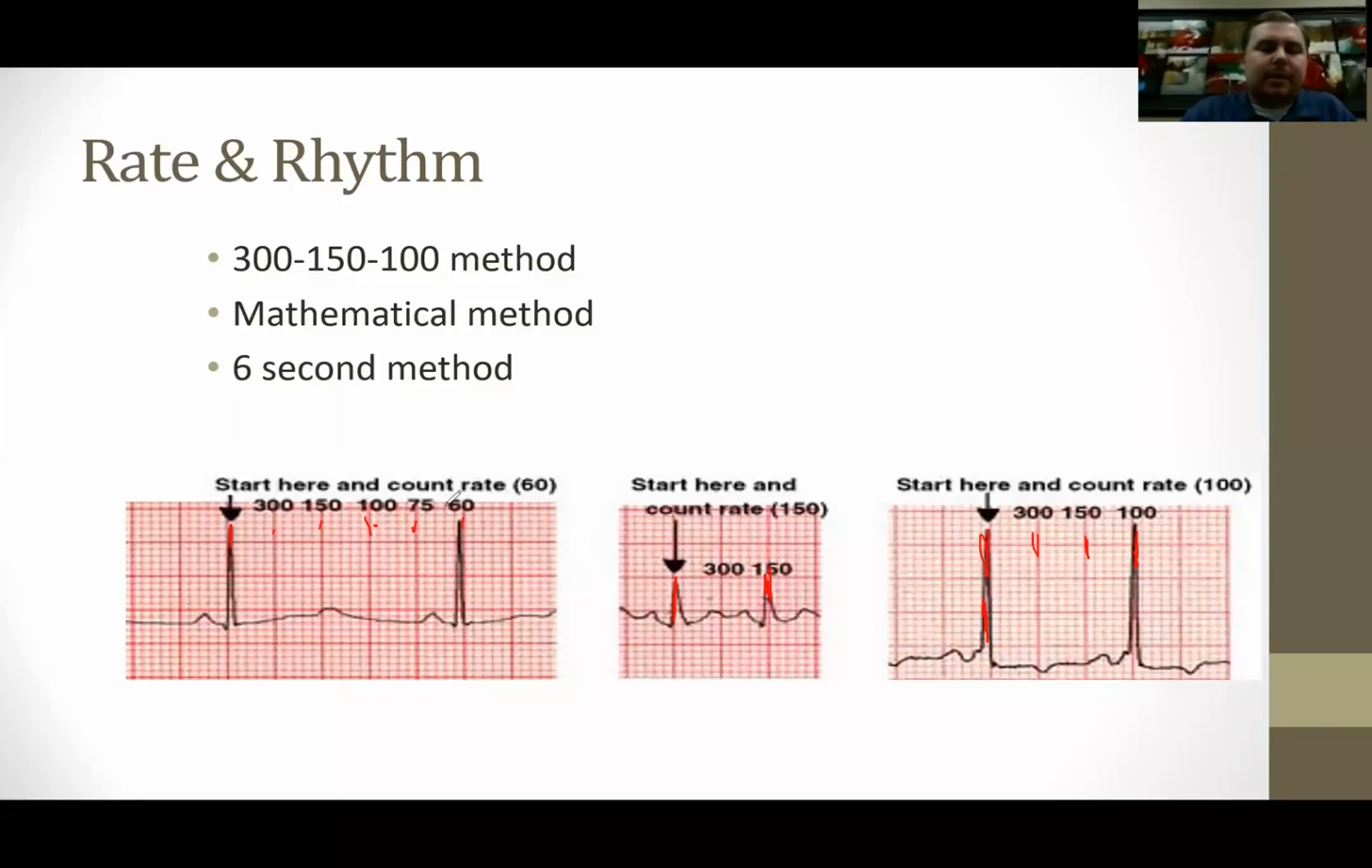And the way you can get past that is you would just count the number of big boxes on your strip, and you'd count out to 30, and that's going to be 6 seconds. And then you just count the number of QRSs in that range that you kind of marked off, times it by 10, and then there's your rate.